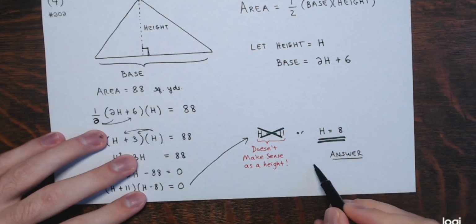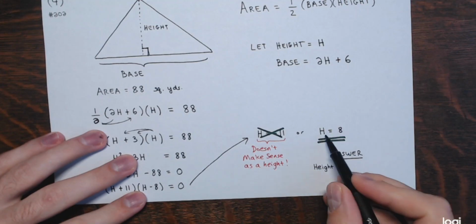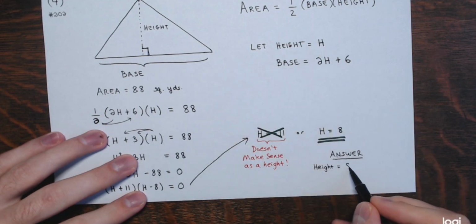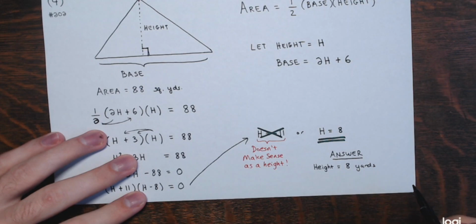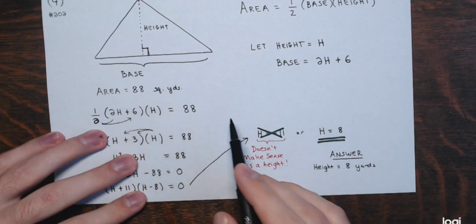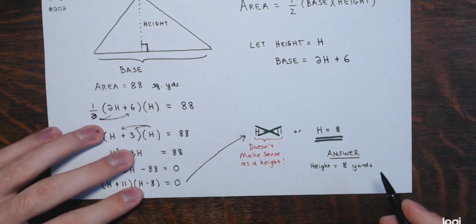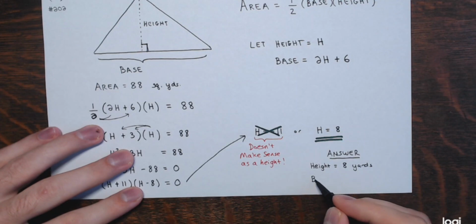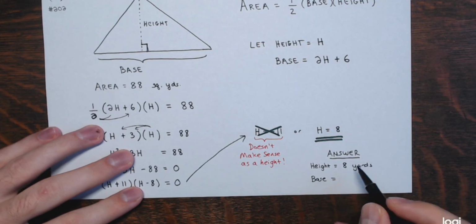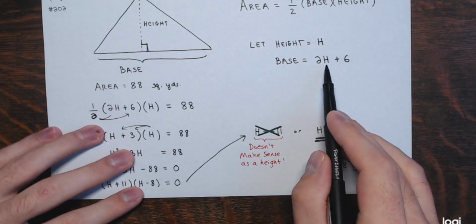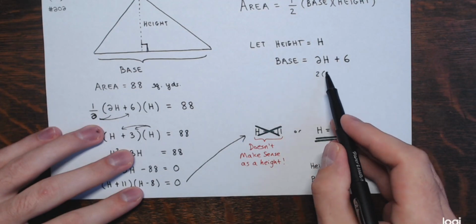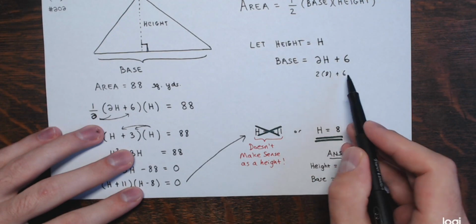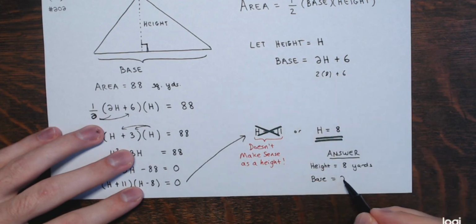The height of this triangle is h, 8 yards. They gave us area in square yards, so the lengths should be in yards. And then the base, remember, is 2 times height plus 6. So that'd be 2 times 8 plus 6, 16 plus 6, 22 yards.